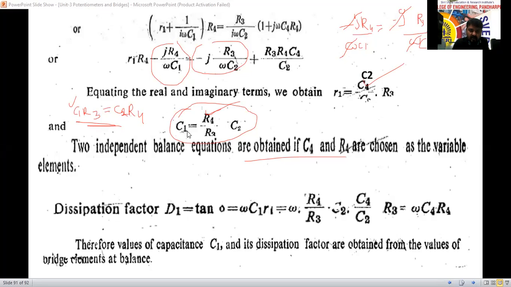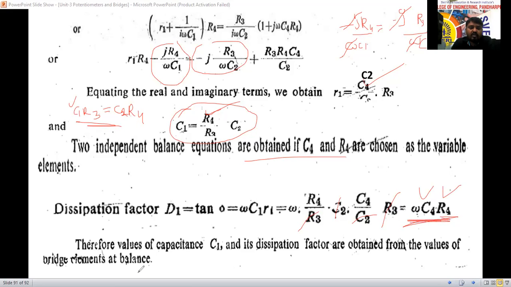C1 formula already we have derived here. So you substitute omega, C1 equal to R4 divided by R3 into C2, and R1 we have considered C4 by C2 into R3. See here now, C2 is there here and C2 is there here, gets cancelled. Here R3 is there, here R3 gets cancelled. The left term is omega C4 R4 here now. So these two are the variables. C4 is also variable, R4 is also variable from the circuit. C4 and R4 both are variable only, no?